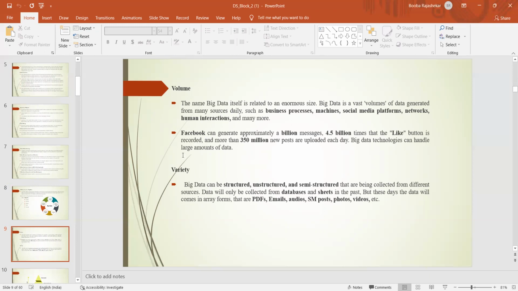Big data technology can handle a large amount of data volume. Next one, variety. Big data can be structured, unstructured, and semi-structured. We already know that data is being collected from different sources. In the past, data was only collected from databases and sheets, but these days the data comes in an array of forms. It is a group of data items: PDFs, emails, audios, social media posts, photos, and videos. Like this, nowadays we can collect the data.